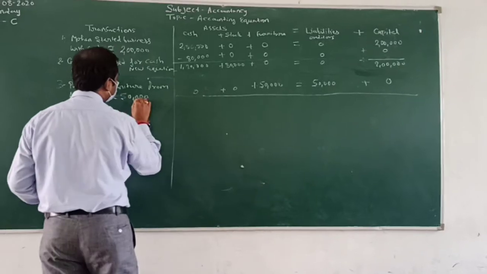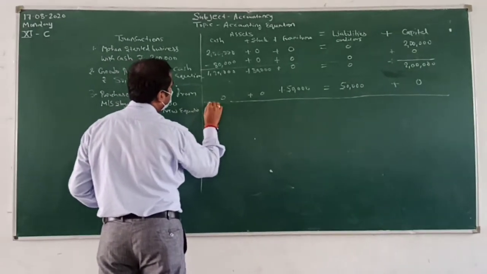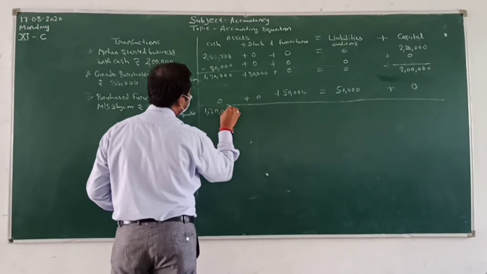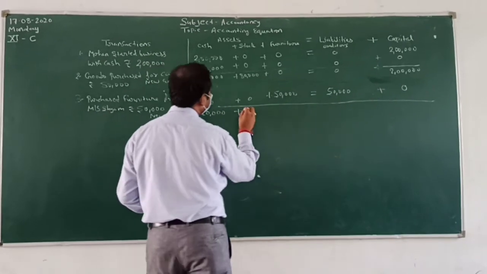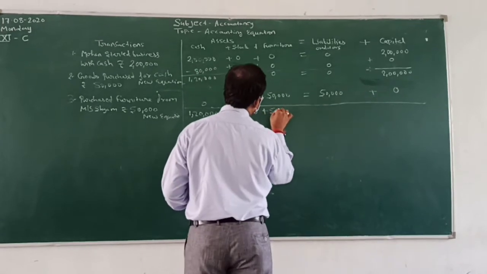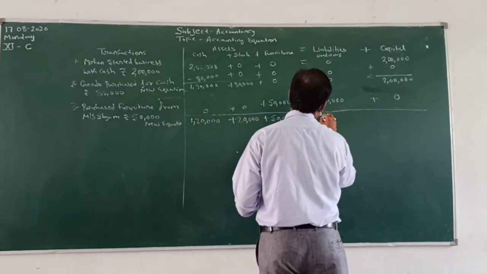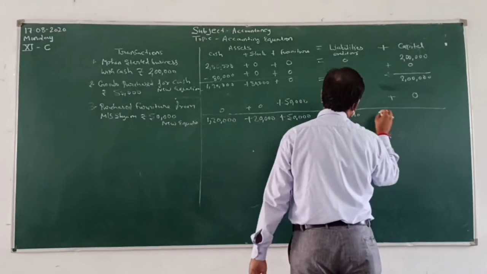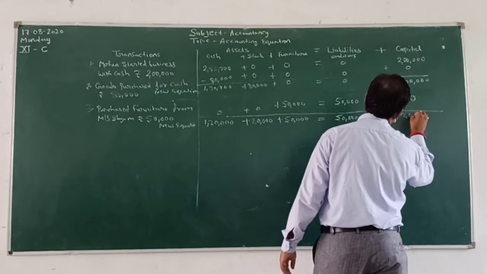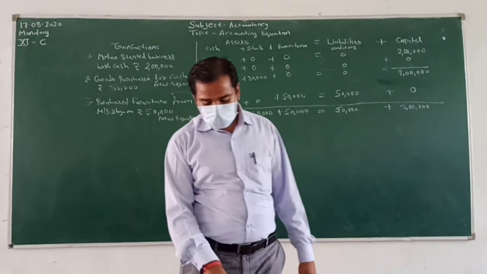And we get here the new equation, and the new equation is 1,20,000 plus 80,000 plus 50,000 is equal to 50,000 of liability plus 2 lakh of capital. Now we come to our next transaction.